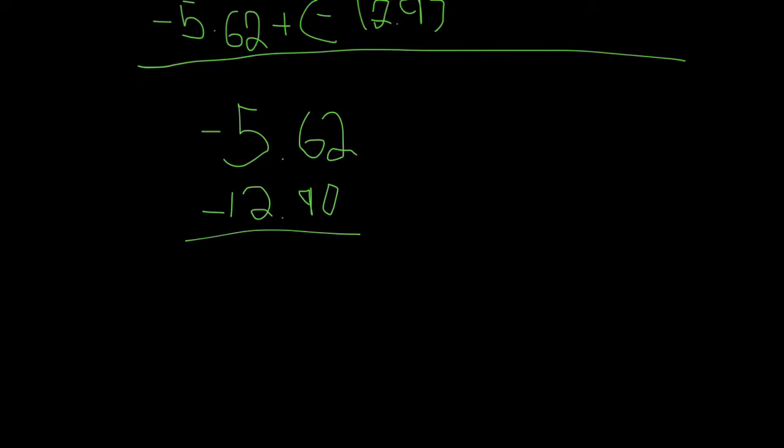So 6 plus 2 is equal to 8. 6 plus 9 is equal to 15. So you put a 5 down and carry the 1. So 5 plus 1 is equal to 6. And then 6 plus 2 is equal to 8. And then you have that 1 left over. And now you have to carry down the decimal. And your answer is 18 and 52 hundredths.